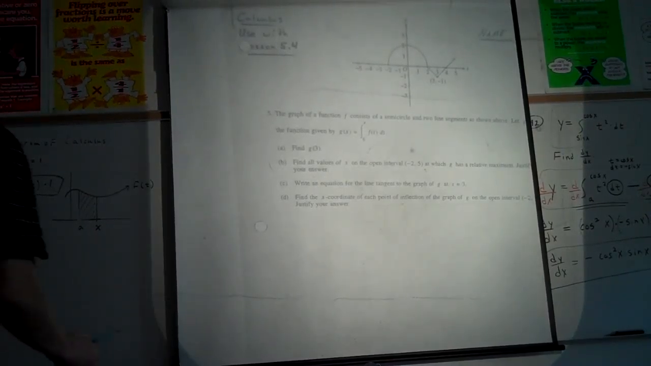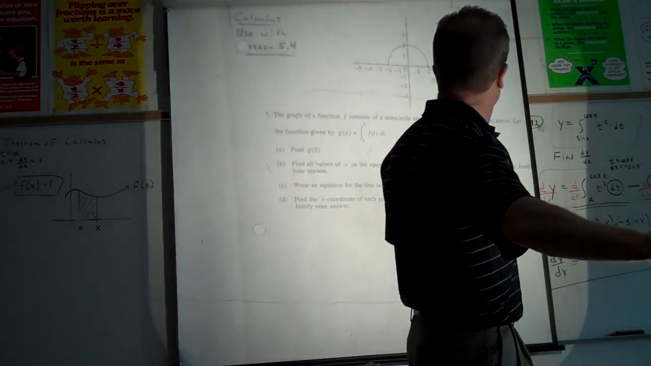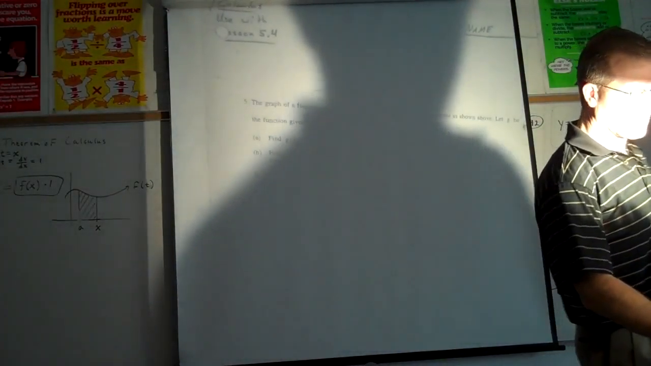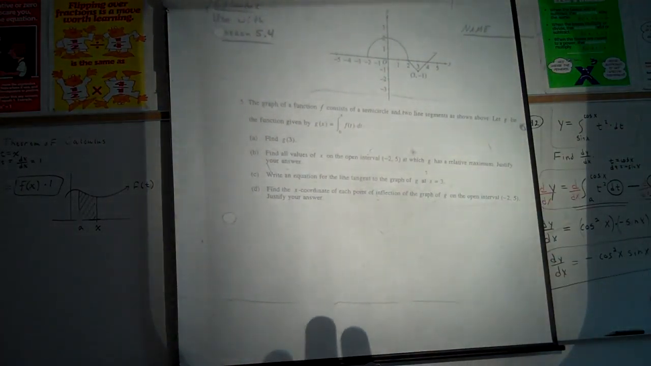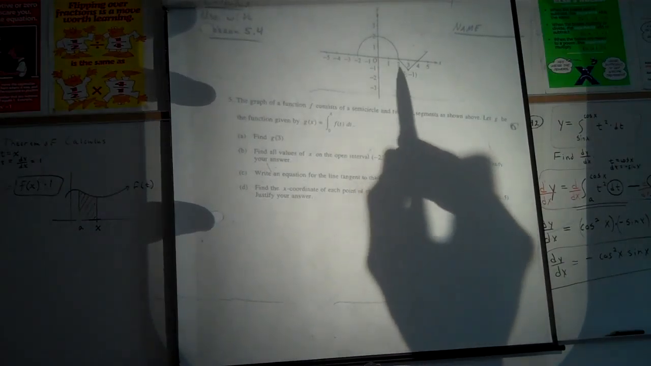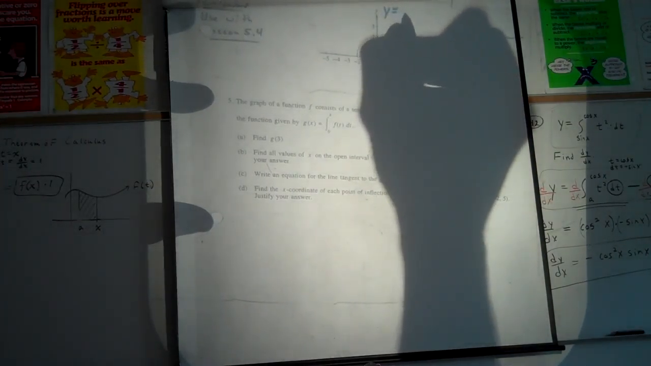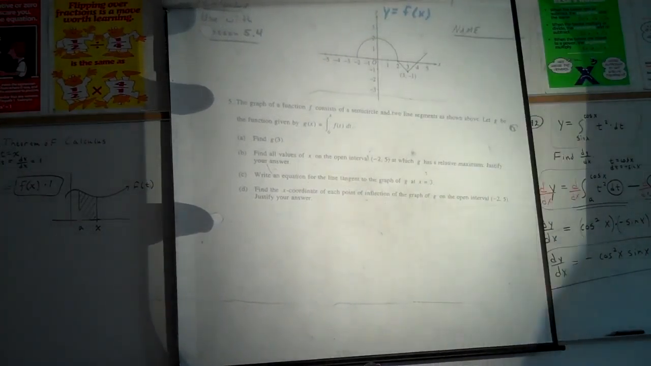Okay, so this is the front of the first page on the 5.4 worksheet packet. This is a problem off an old AP calculus exam. It says the graph of a function f consists of a semicircle and two line segments as shown above. So this is the graph of f of x. So y equals f of x, in other words.